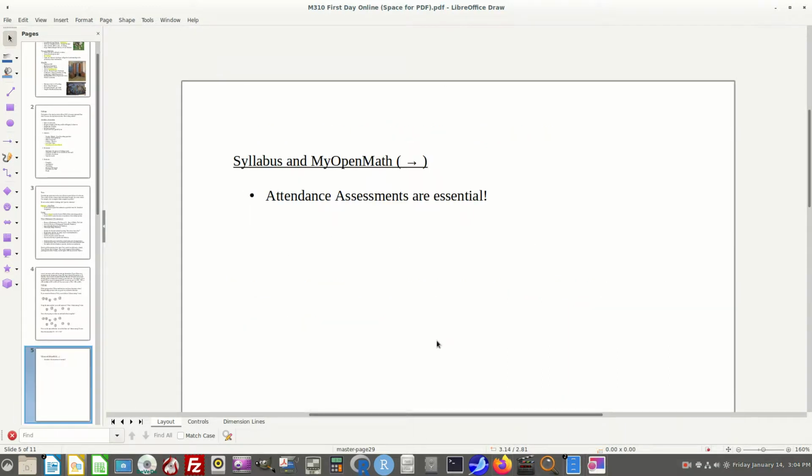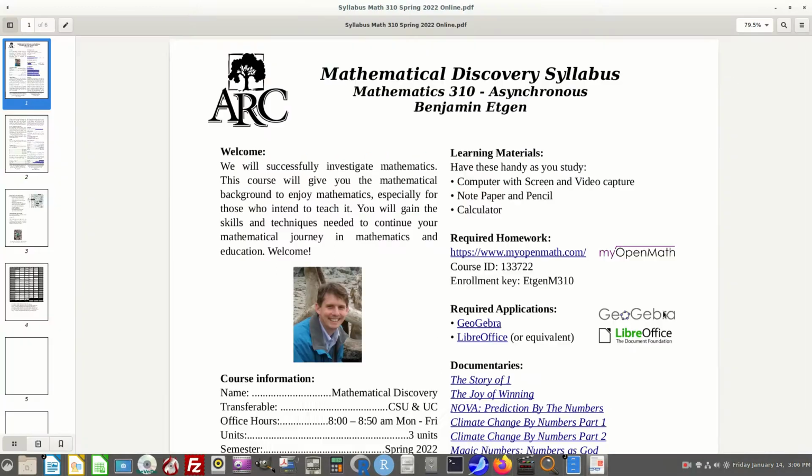Okay, so now let's take a look at the syllabus and at My Open Math. The only comment I'm going to make here is that the attendance assessments when we're using the Socratic Method and making that transition from inductive to the derivation to deductive is essential. Okay, so we're now looking at the syllabus. It says Mathematical Discovery, Math 310. It's a reminder that this course is asynchronous, which means that all the interaction will be done through My Open Math. My name is Benjamin Etkin, and welcome.